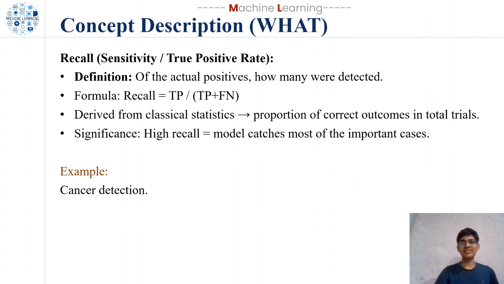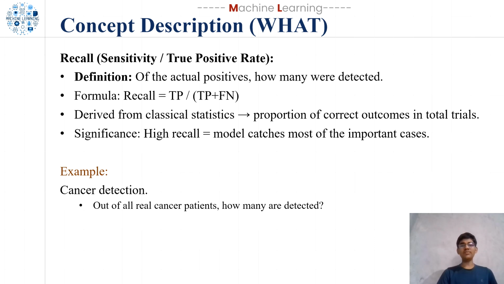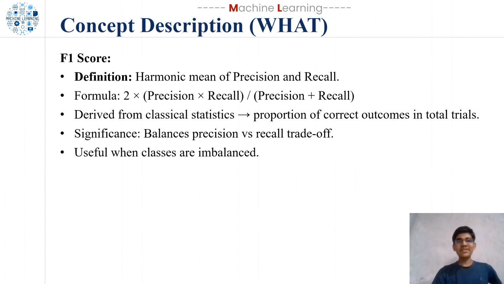Let's take the example of cancer detection again. If our dataset has 20 positive samples of cancer patients, and our model detected 15, then the recall is 75%. Now the F1 score combines precision and recall with its harmonic mean. It is useful when we have an imbalanced dataset. If precision is high and recall is low, or recall is high and precision is low, then it penalizes the imbalance between precision and recall. It is useful when our dataset is imbalanced.